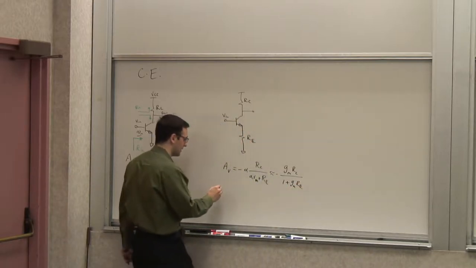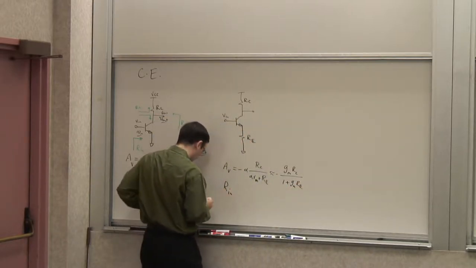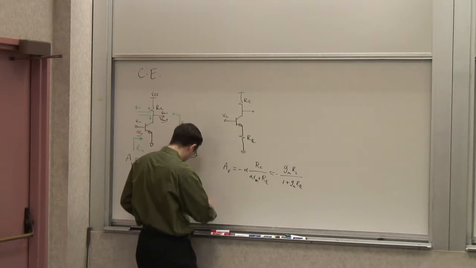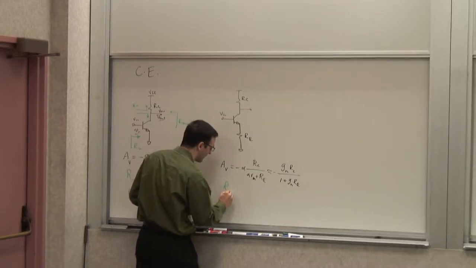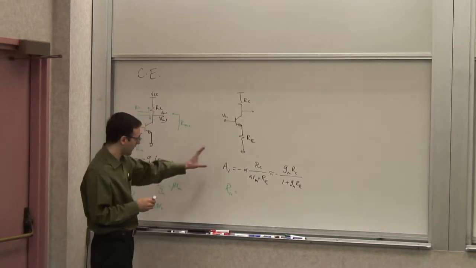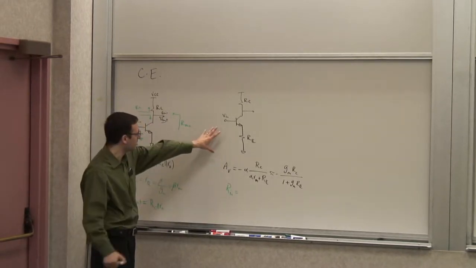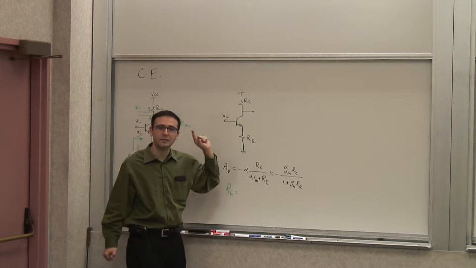And the input resistance, Rin, and output resistance can also be calculated. But let's do the input resistance. Now let's see if we can do it by inspection. We've done this before, but let's do it by inspection.